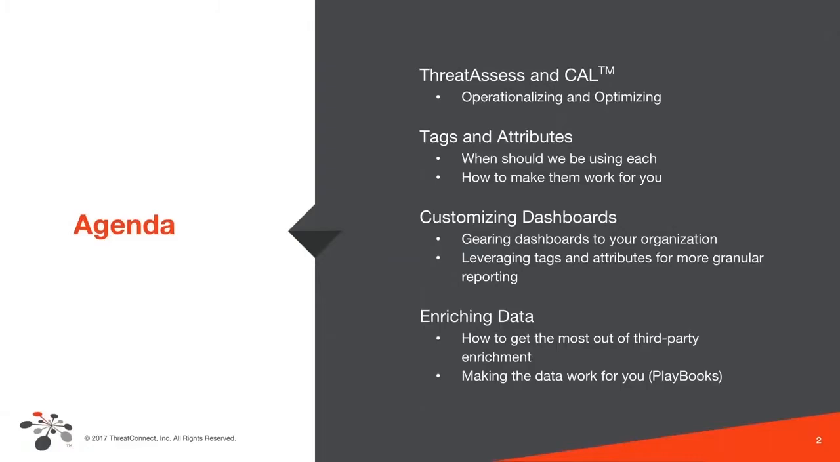Let's jump into the next slide here, go over the agenda. So some of the things that we picked out as items that we thought were important to highlight: ThreatAssess and CAL. So we'll go through how you can operationalize and optimize those items, those scores and those thresholds in ThreatAssess and CAL, and what those actually mean to you and how you should use that information to make better and more informed decisions.